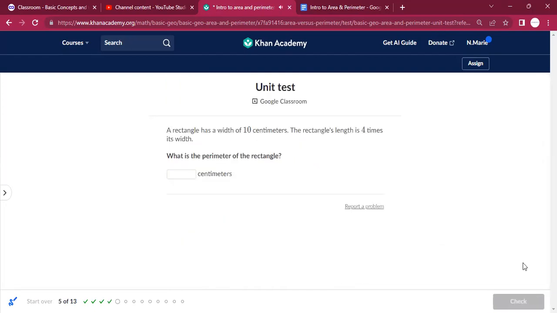You can count every single square if you're unsure. That might take some time, but it's just easier to multiply.